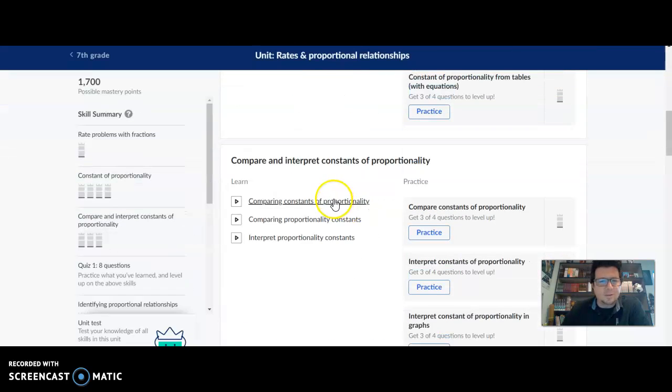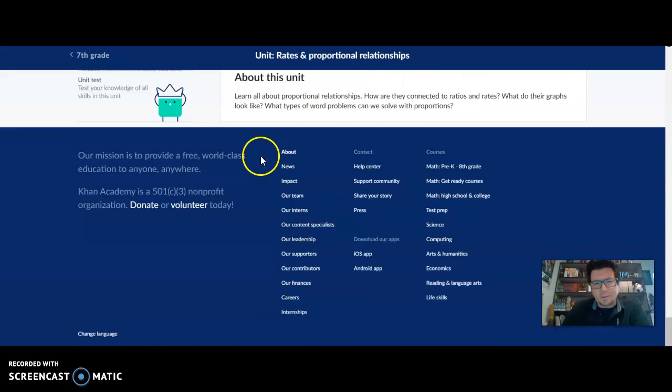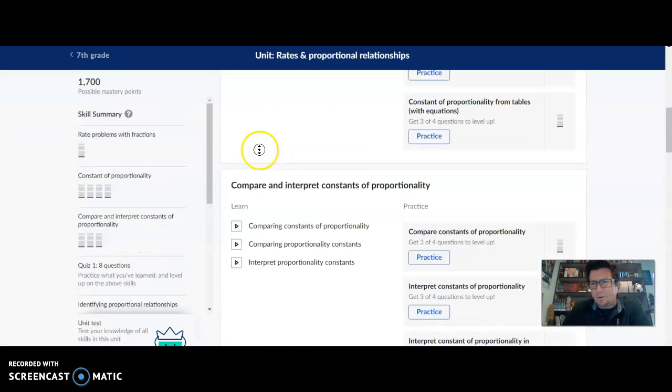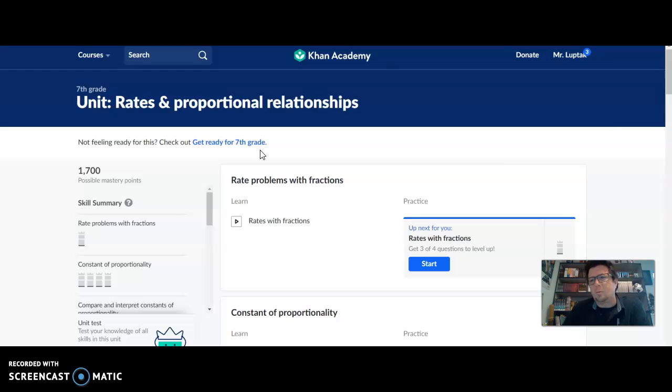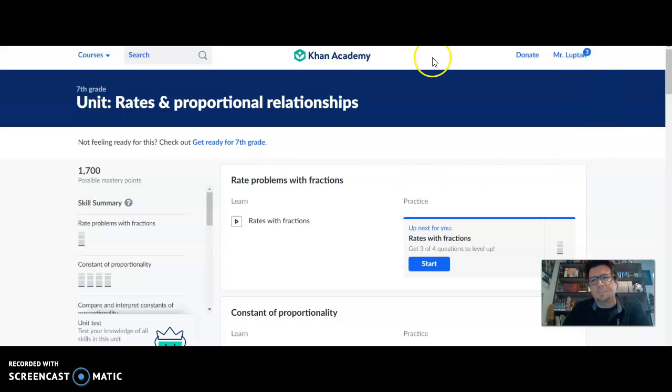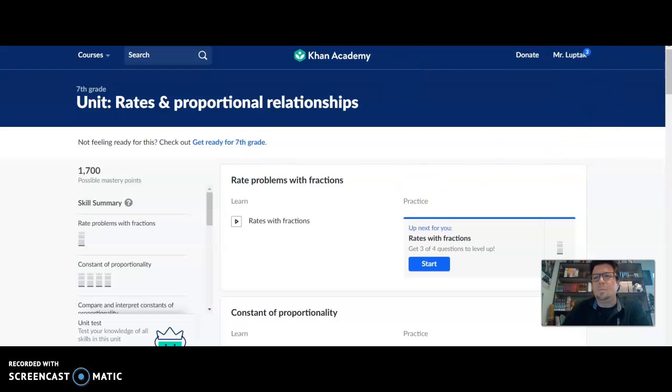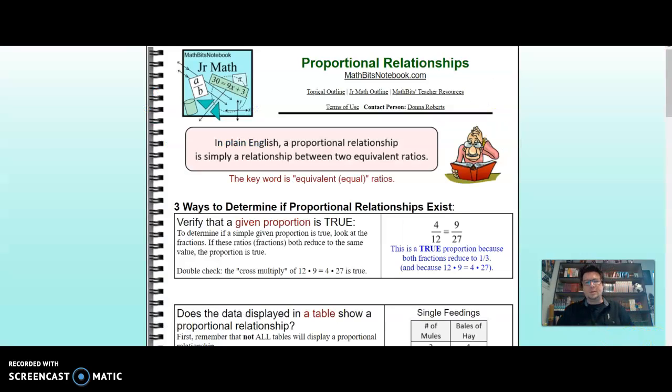You're going to be going through all of this today, watching the videos, doing the practice. Try to get as much done as you possibly can. You should be able to get it all done within 90 minutes. If you have any trouble with that, please, please, please let me know. But I just want to go over proportional relationships a little bit.